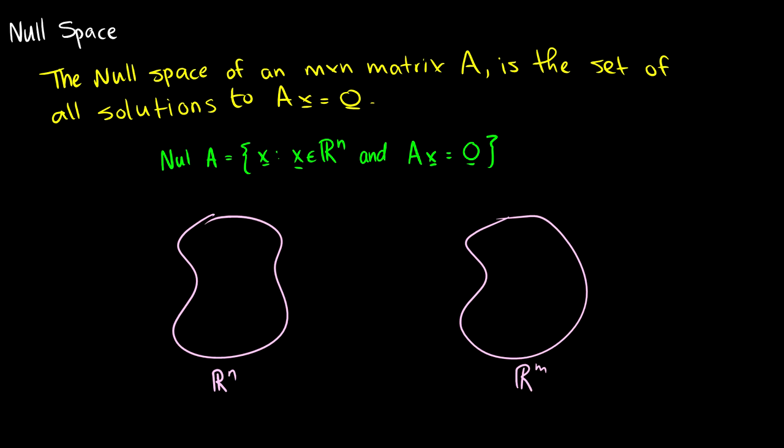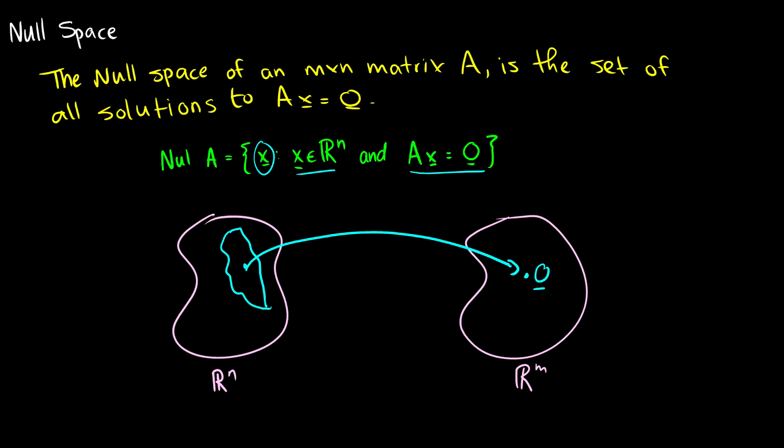So the null space of an m by n matrix A is the set of all solutions to Ax equals 0. But more precisely, it's the set of all x such that x is in Rn and Ax is equal to 0. So for instance, if we have 0 in Rm, we have this set of solutions in Rn such that they all map to 0. So these are x's that map to 0. So this little area here is going to be our null space.